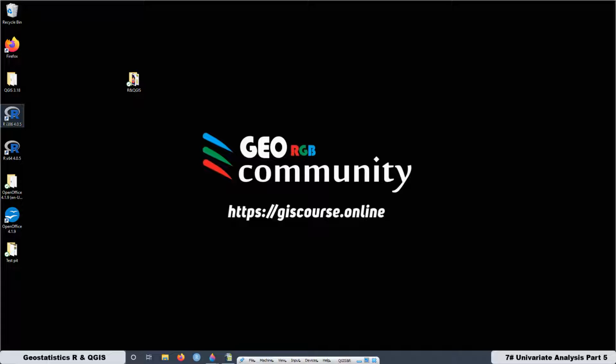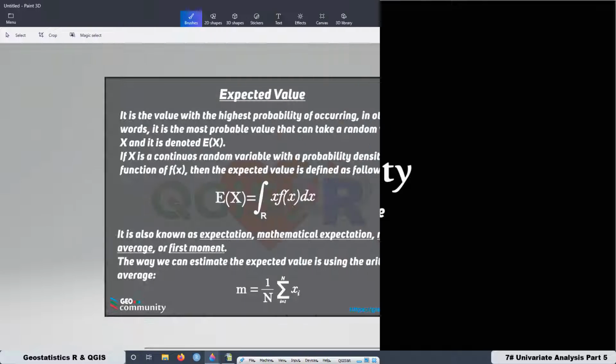In the previous lesson we calculated the median, the mean, the quartiles, the interquartile range, and also we saw how to identify the outliers. If you missed that lesson, you can hit the card located at the top right corner of your screen. Today we are going to start with the definition of expected value, because there is a high relation between the expected value and the mean value.